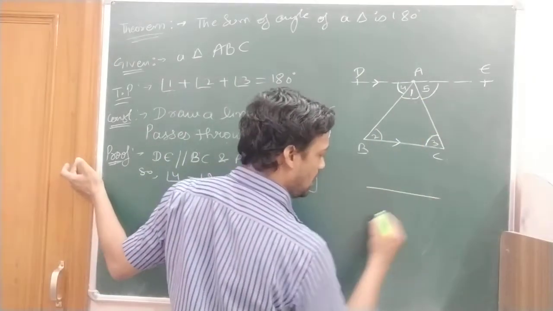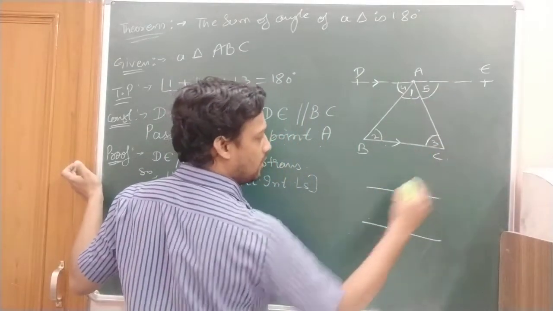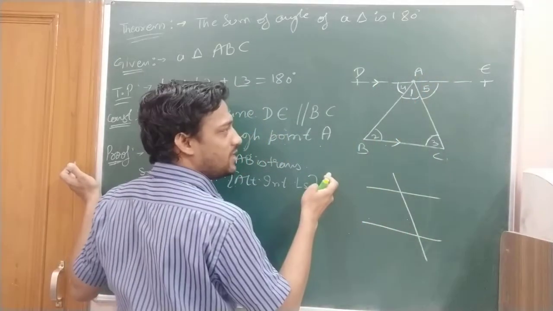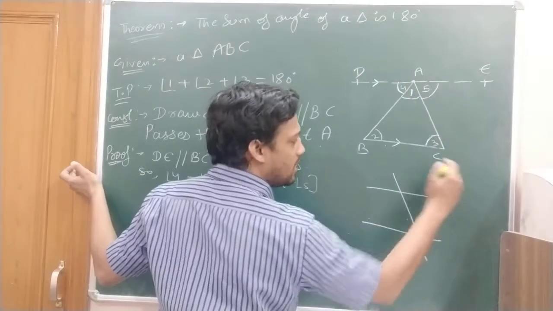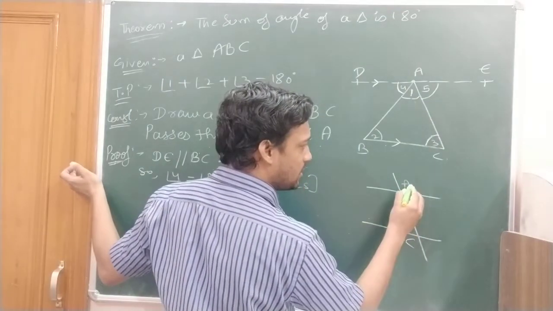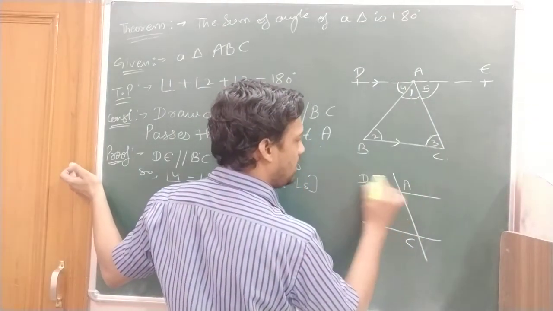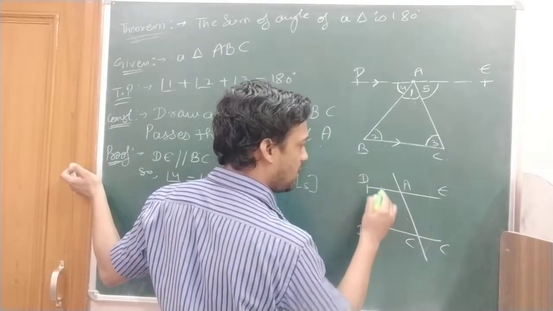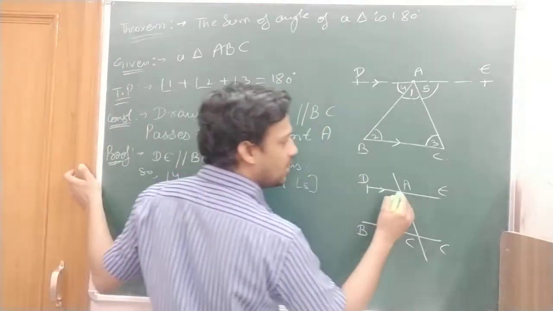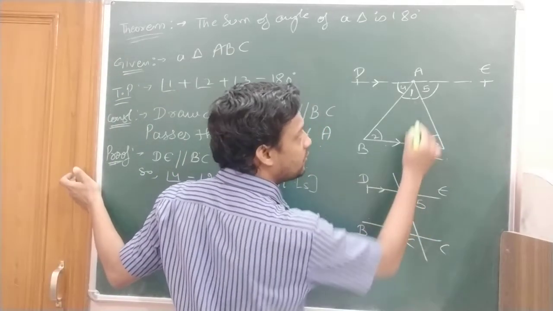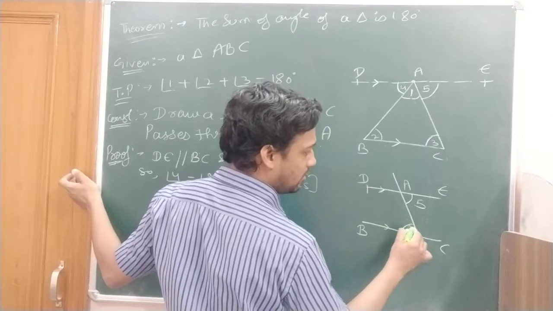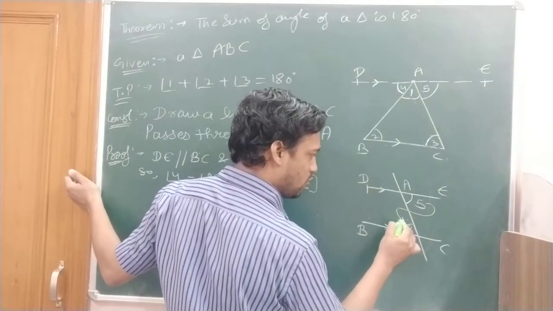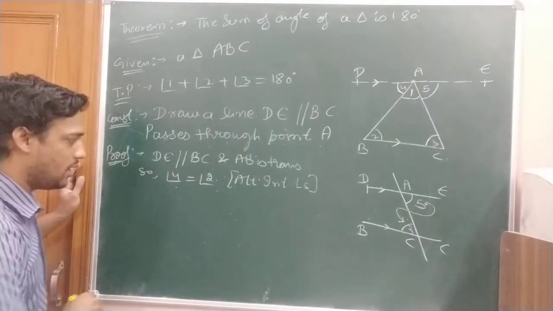Now again, DE parallel to BC. Now AC works as a transversal. In the last diagram we took AB as the transversal. Now AC works as a transversal, and DE and BC are again parallel lines. It is given already. Now this angle is 5. This angle is 3. This line is parallel to this, so angle 5 is equal to angle 3. Again the same property, alternate interior angles.